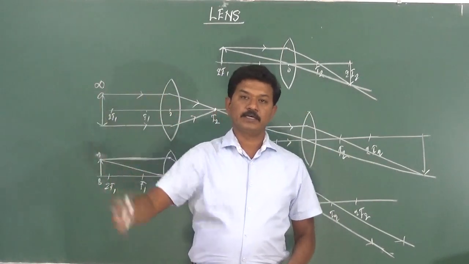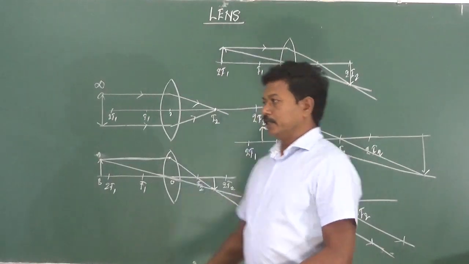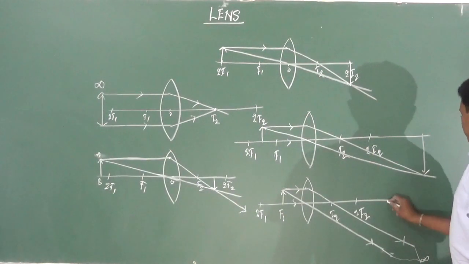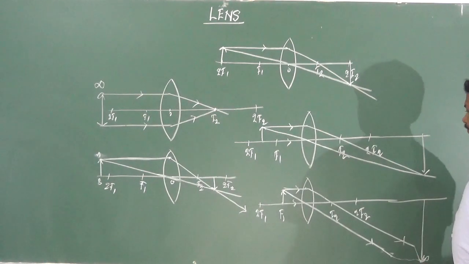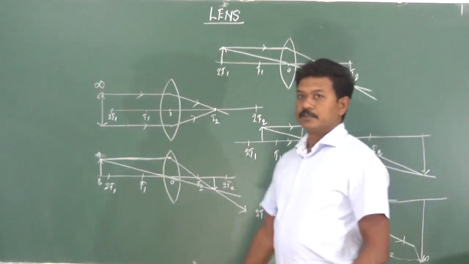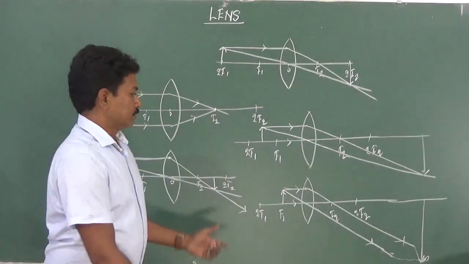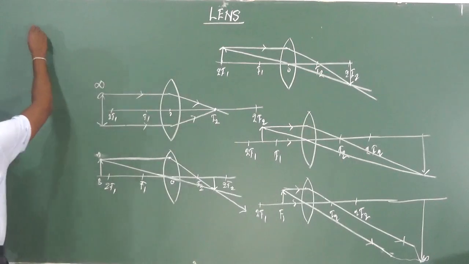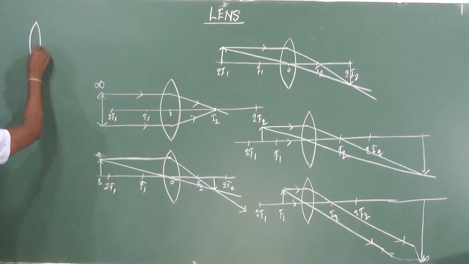We say that point is at infinity. So these two light rays meet at infinity. If you consider this point as infinity, then the size of the object is very big when compared to this, right? So this was the fifth one. We'll go with the sixth ray diagram, which is very important.